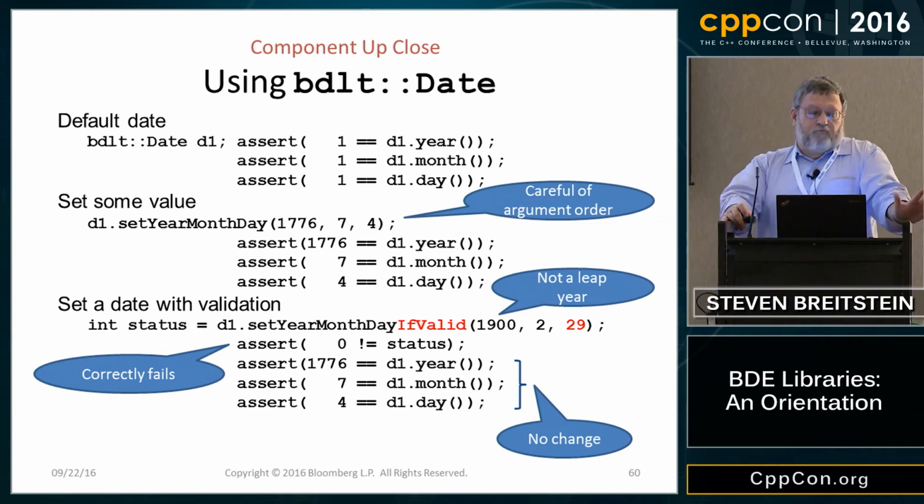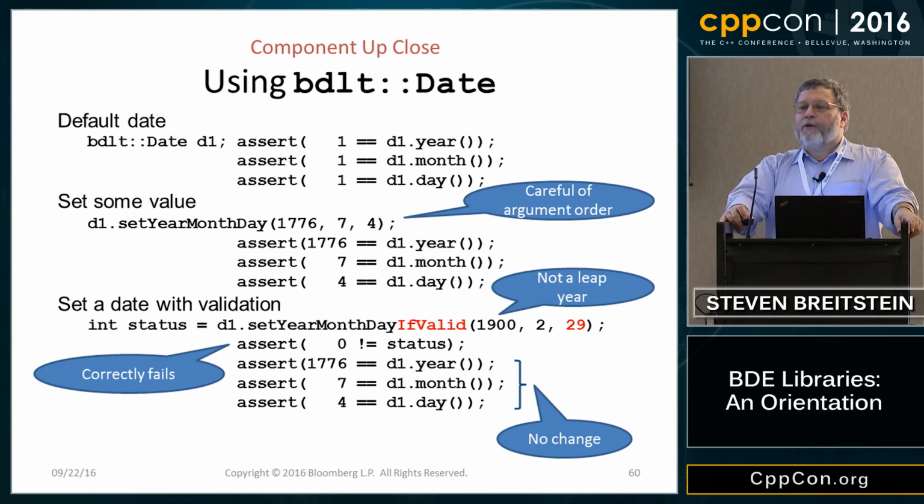So, just using it. Default constructed date. What is the default value of a date? Somebody? Pardon? Epoch? No, read it. Default constructed date is 1-1-1. Year 1, month 1, day 1. Okay?